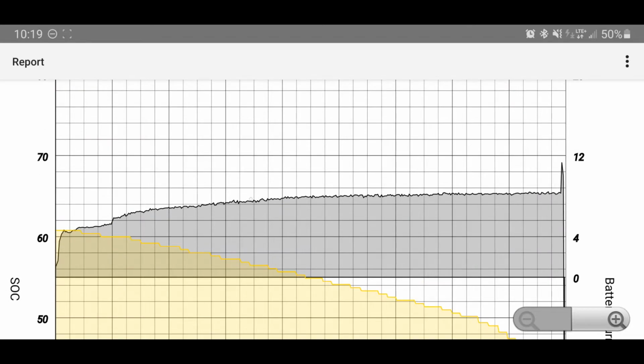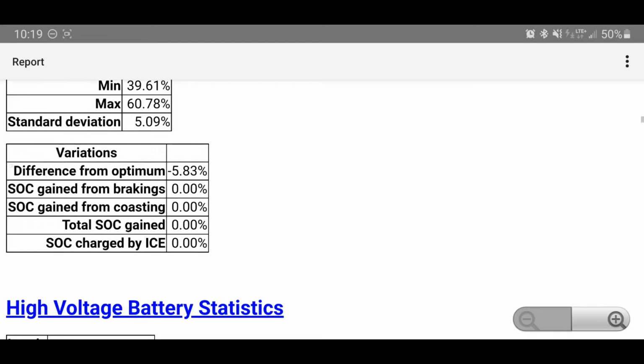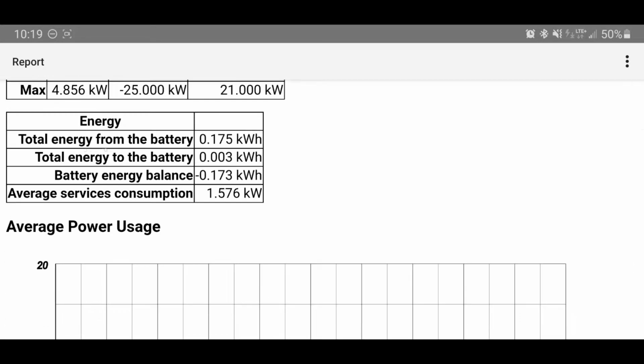And you'll see there's the current, or our amps. And you'll notice those increase as it goes over time. So that's expected. The other thing I wanted to touch on is how much power left the battery. So total energy from the battery is 0.175.